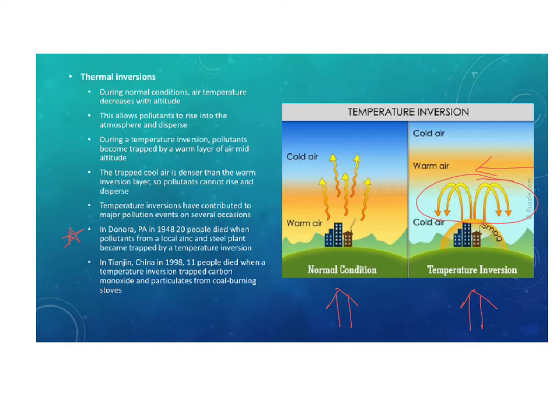It wasn't really fog. In Donora, Pennsylvania in 1948, 20 people died when pollutants from a local zinc and a local steel plant became trapped by a temperature inversion. Now, 20 people died, but hundreds of others were sickened and ended up with permanent lung damage from this event. There was about 5 days where these pollutants were trapped before a change in the weather blew that layer of warm air out of there.